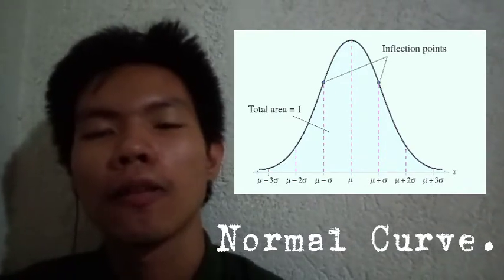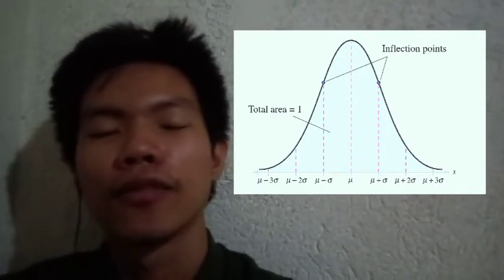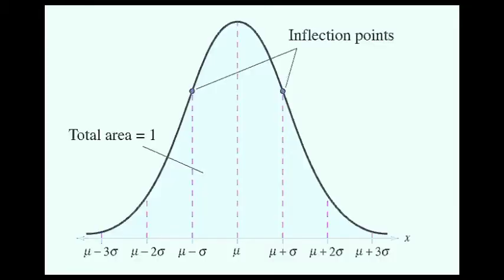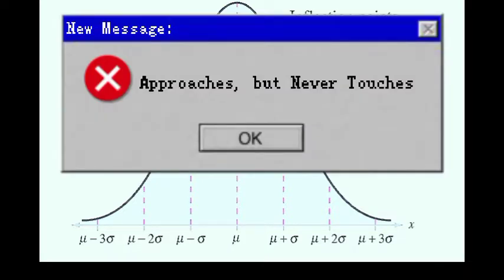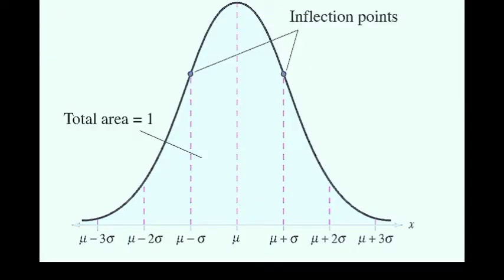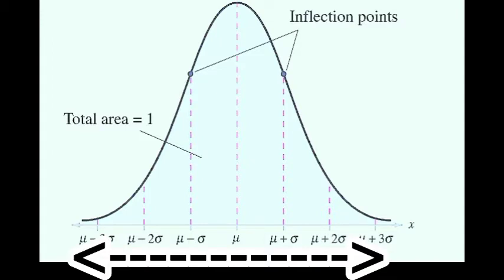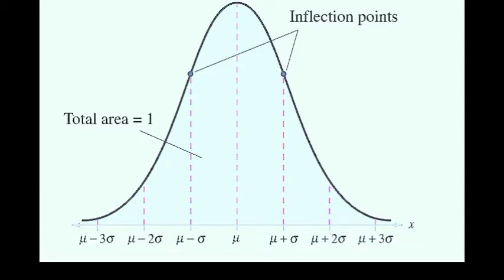A normal distribution has the following properties. First, the mean, median, and mode are equal. Second, the normal curve is bell-shaped and is symmetric about the mean. Third, the total area under the normal curve is equal to 1. Fourth, the normal curve approaches but never touches the x-axis as it extends farther and farther away from the mean.